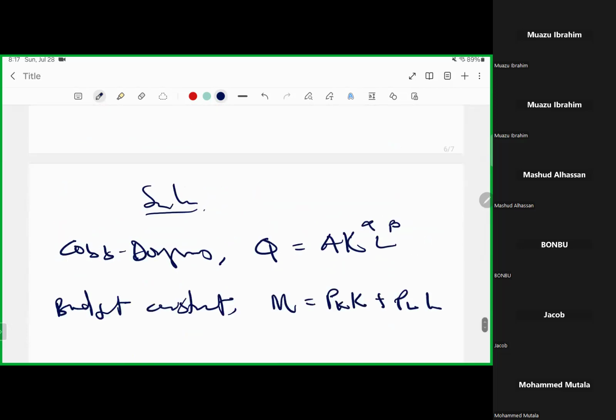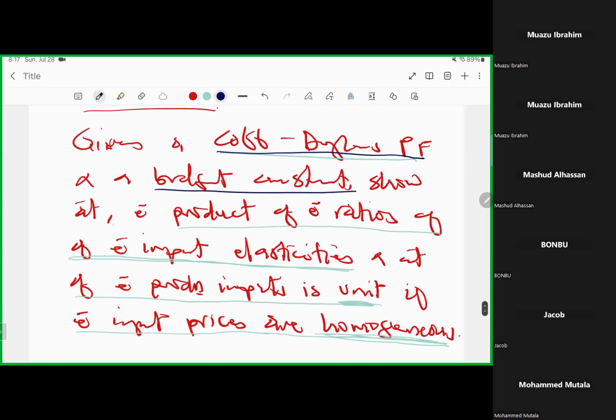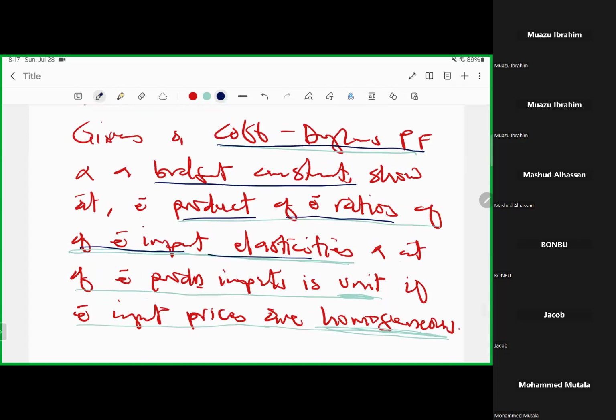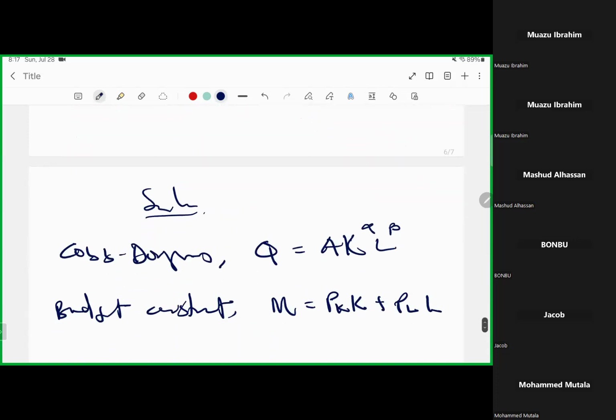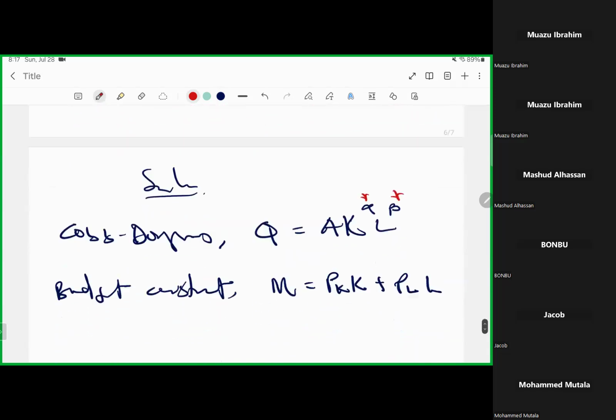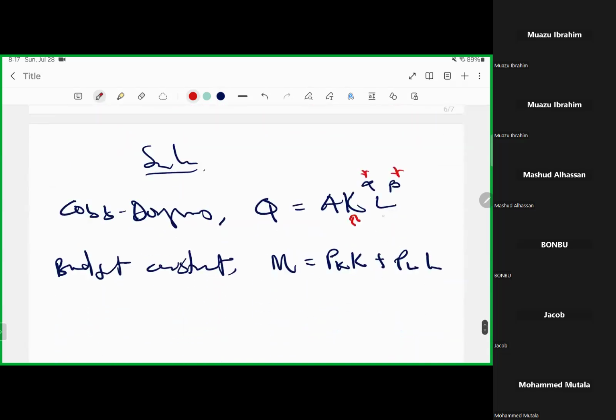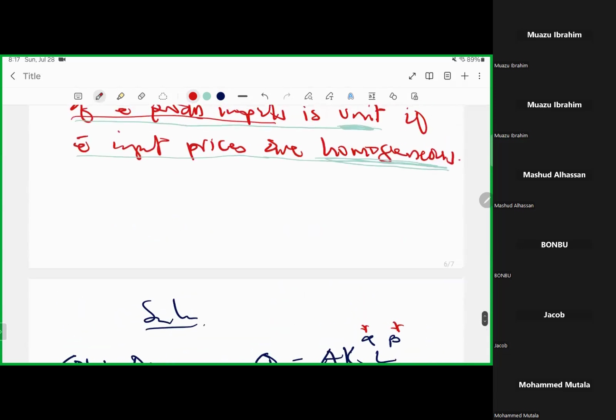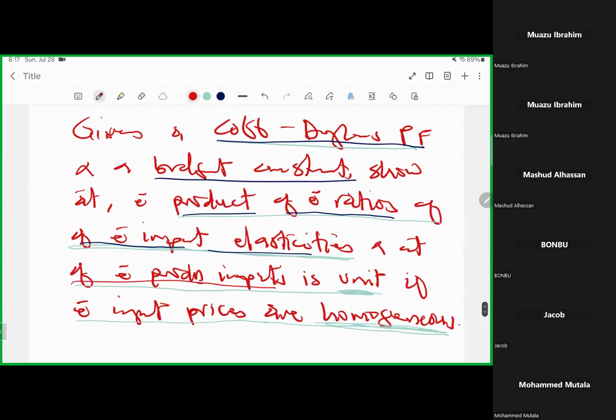We should show that the product of the ratios of the input elasticities, which means the ratios of what? Input elasticities, and we know the input elasticities, this alpha and beta, and that of the production inputs. And what are the production inputs? Capital and then what? Labor. They are saying we should show that the multiplication of the ratios of the input elasticities and that of the production inputs is 1.